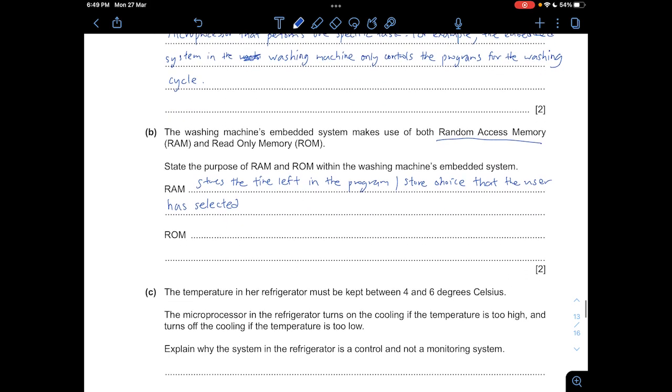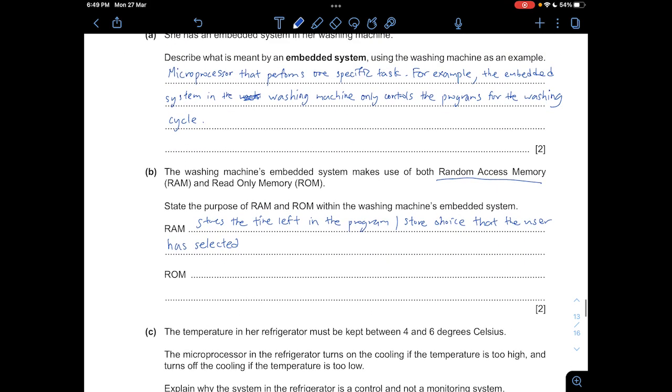And then ROM stores the startup instructions. So when you turn on the washing machine, there will be a list of choices that you can make for the washing cycle. But you need to load it up first so that it can be identified when you press the controls on the washing machine. So this stores the startup instructions.